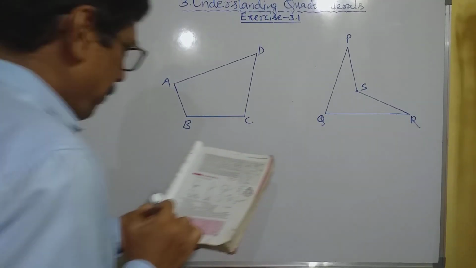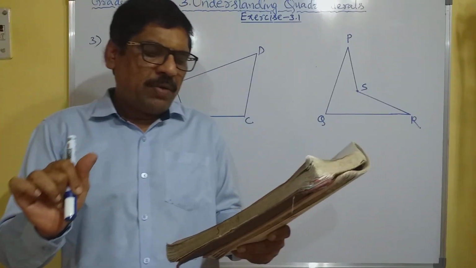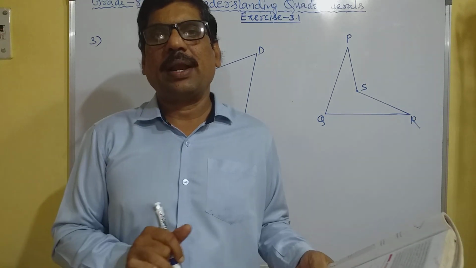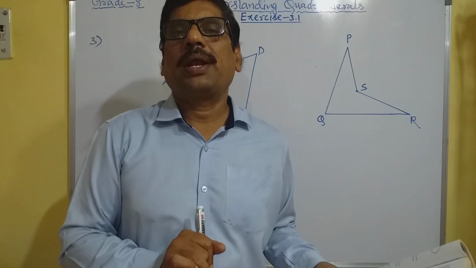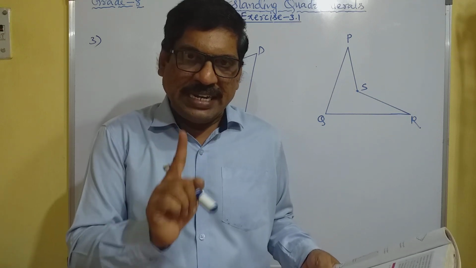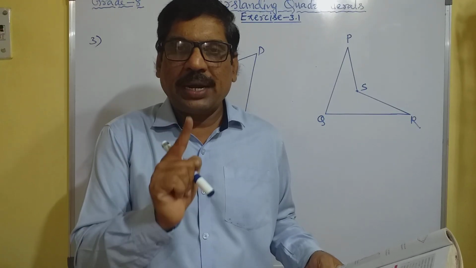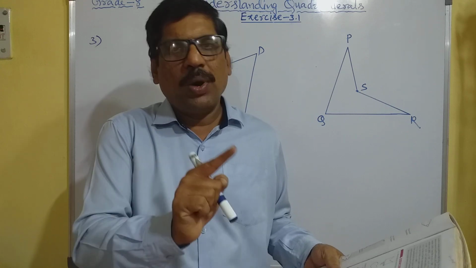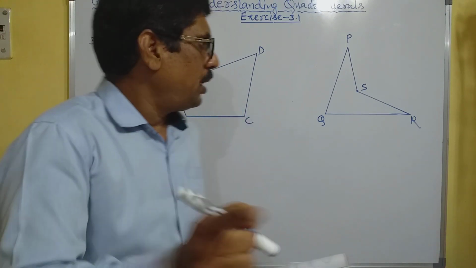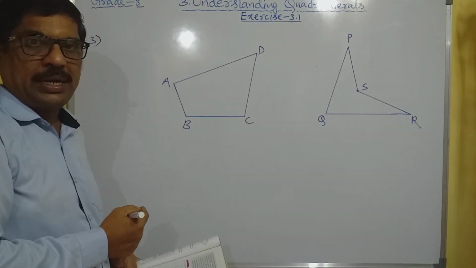Now look at the third problem. What is the sum of the measures of the angles of a convex quadrilateral? Convex quadrilateral. Do you know what a convex quadrilateral is? If each interior angle of a quadrilateral is below 180 degrees, we can call it a convex quadrilateral. Here I have drawn one convex quadrilateral.